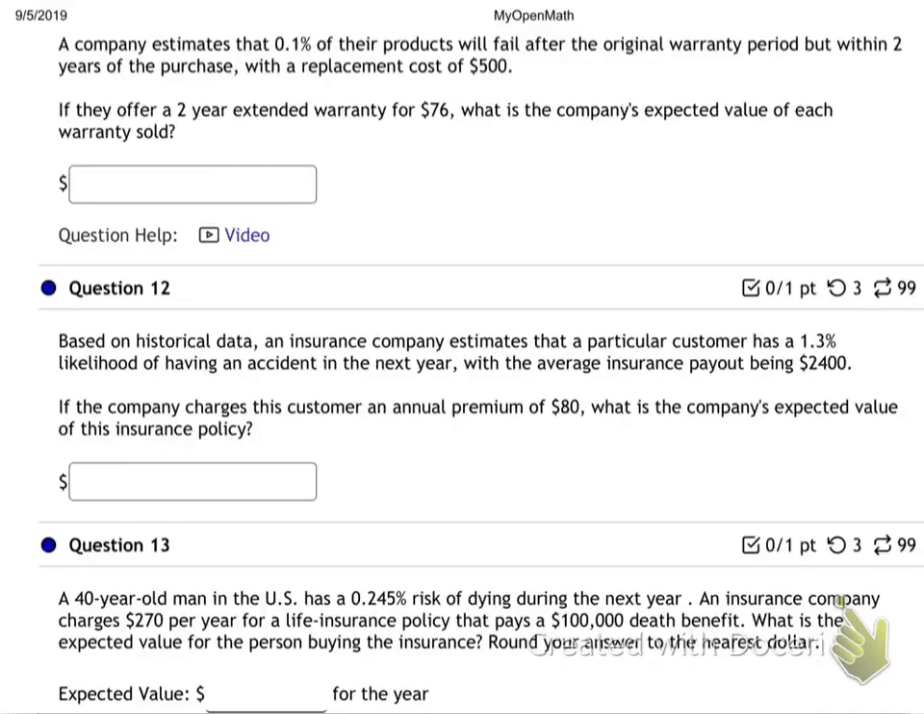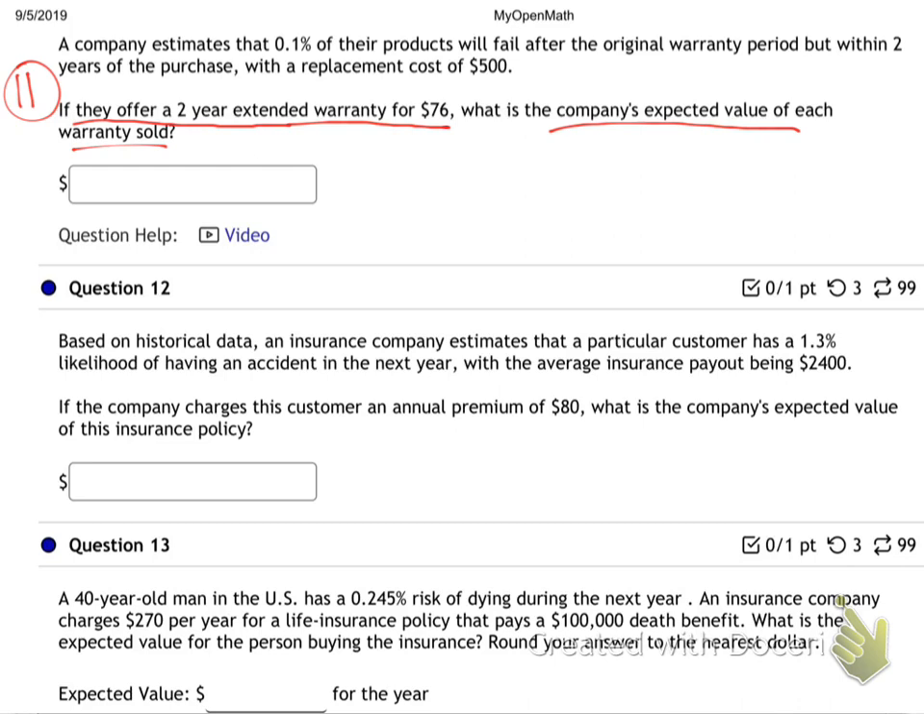Right here. Here it is in the homework for us. This is number 11. It says a company estimates that 0.1% of their products will fail after the original warranty period, but within 2 years of the purchase, with a replacement cost of $500. What are they talking about? Let's keep going and I'll put it all together. If they offer a 2-year extended warranty for $76, what is the company's expected value of each warranty sold?